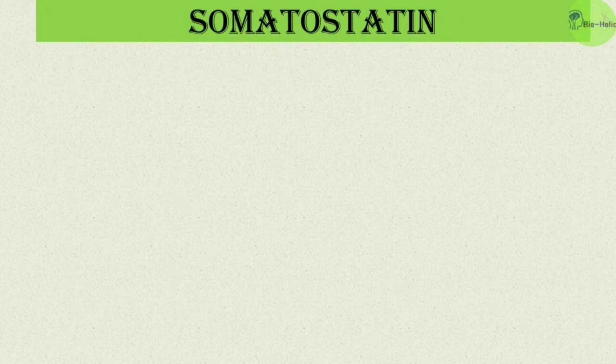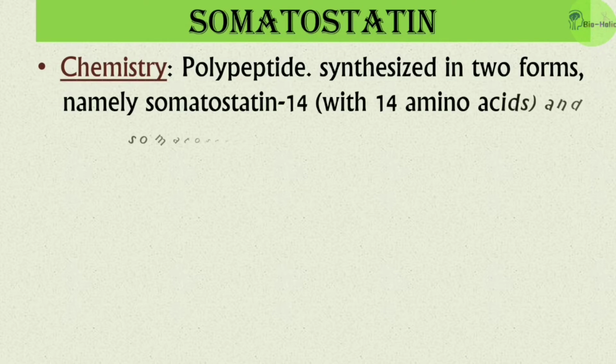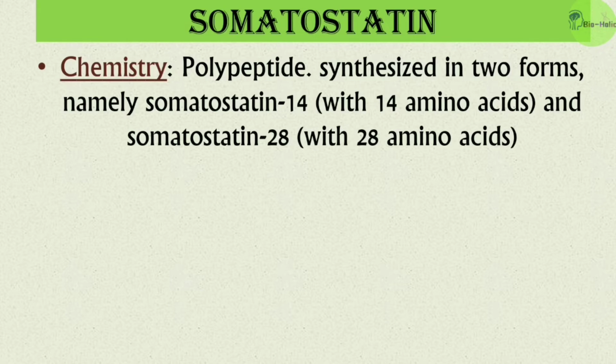Another important hormone of pancreas is the somatostatin. It is another polypeptide and synthesized in two forms, namely somatostatin 14 with 14 amino acids and somatostatin 28 with 28 amino acids.